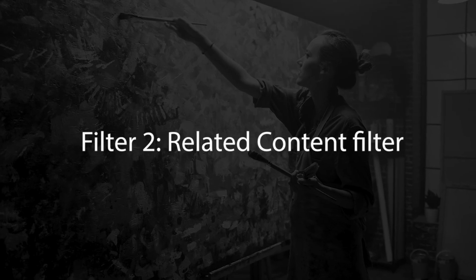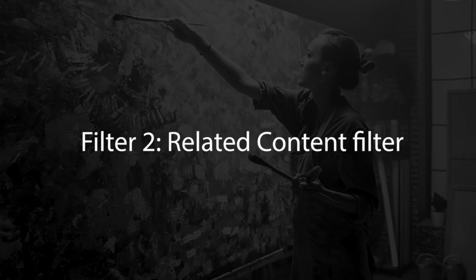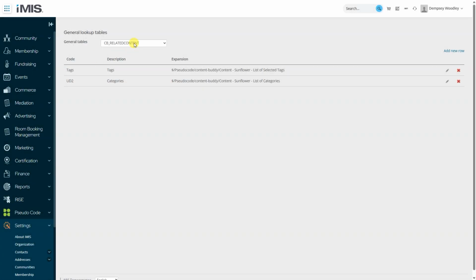Filter 2, Related Content Filter. This filter begins with the creation of a general lookup table called CB_related content. Once you have created the general lookup table, the option to filter will become available on certain widgets. The code column needs to contain the name of the CB_content table field that you are wanting to filter.